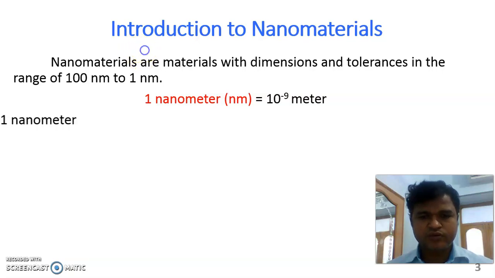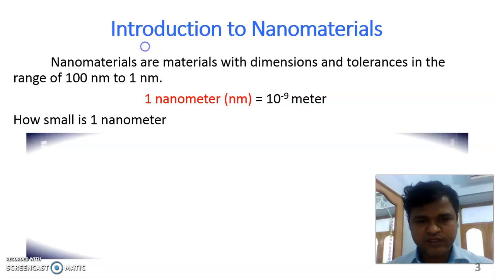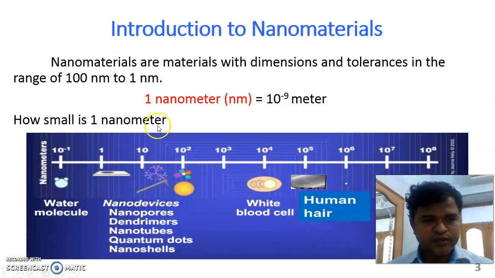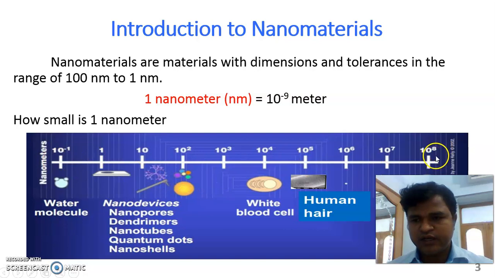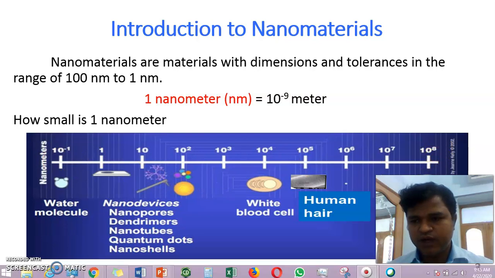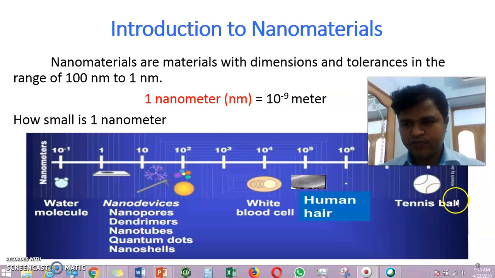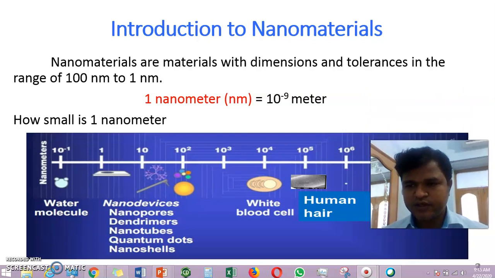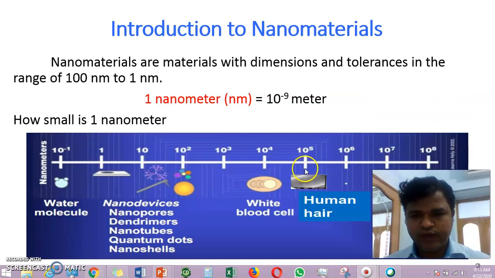And if you want to see how small 1 nanometer is, I am using one image here. See, this is the nanometer scale. On the nanometer scale, a tennis ball is 10 to the power of 8 nanometers. After this, 10 to the power of 5 is our hair. The hair diameter is 10 to the power of 5.